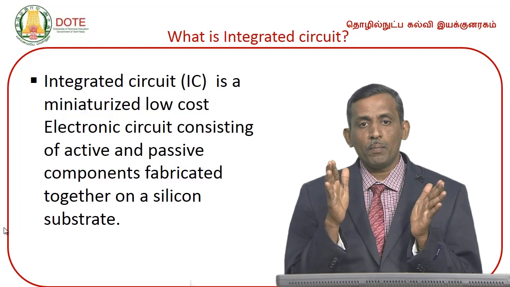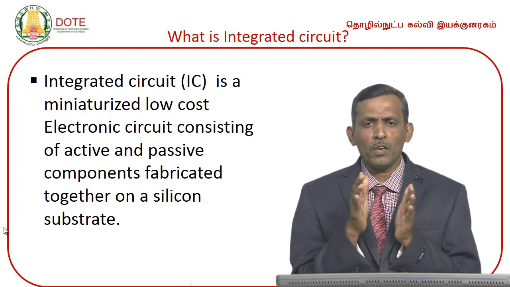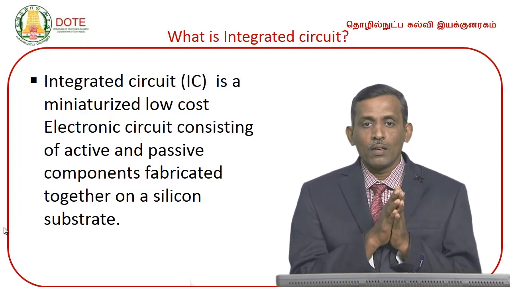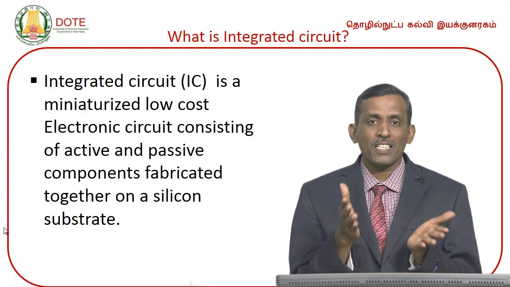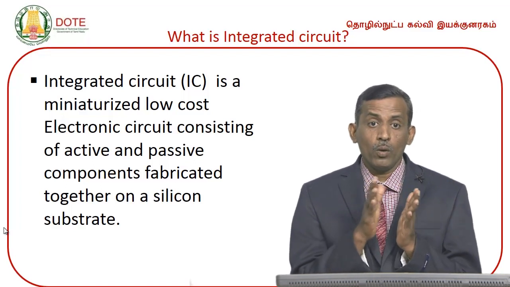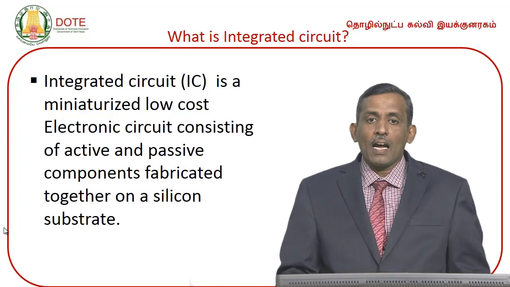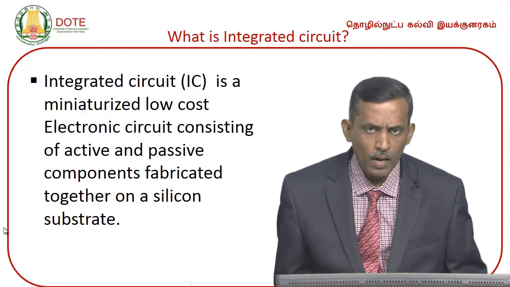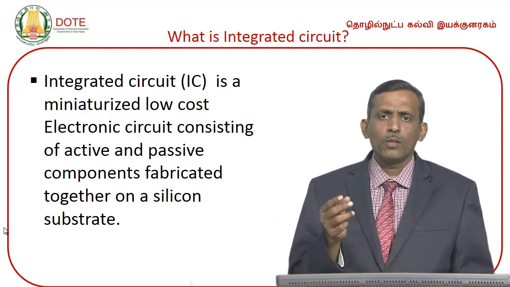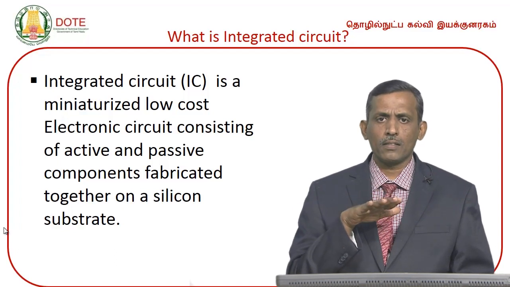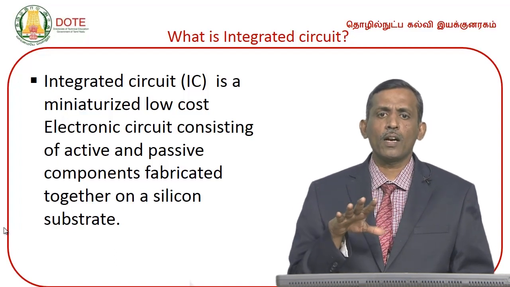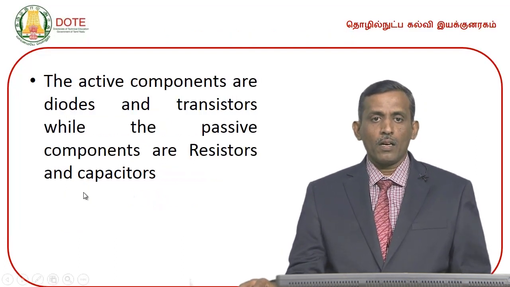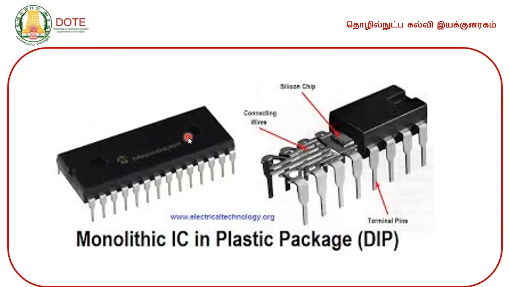So it is a miniaturized circuit, size is very low, and low cost compared to the discrete circuit because ICs are fabricated in batch processing. The cost is very low, and in this technology all the active and passive components you can create and connect in the form of a circuit and fabricate it. That is IC, right? Now you see, this is what I have shown you.